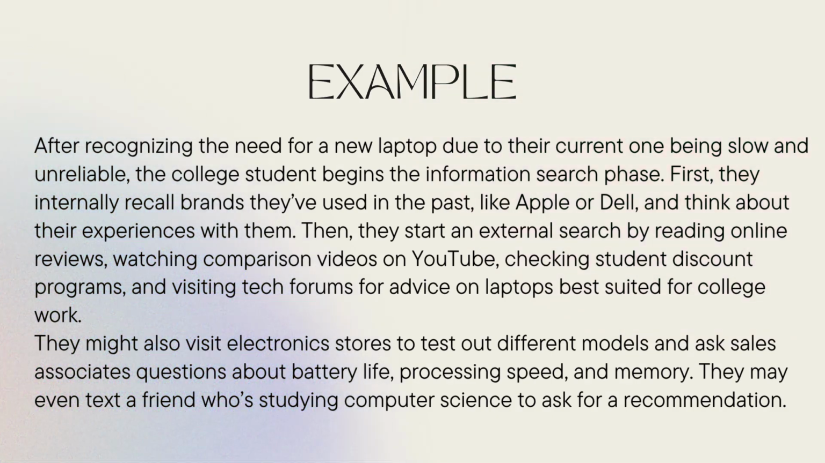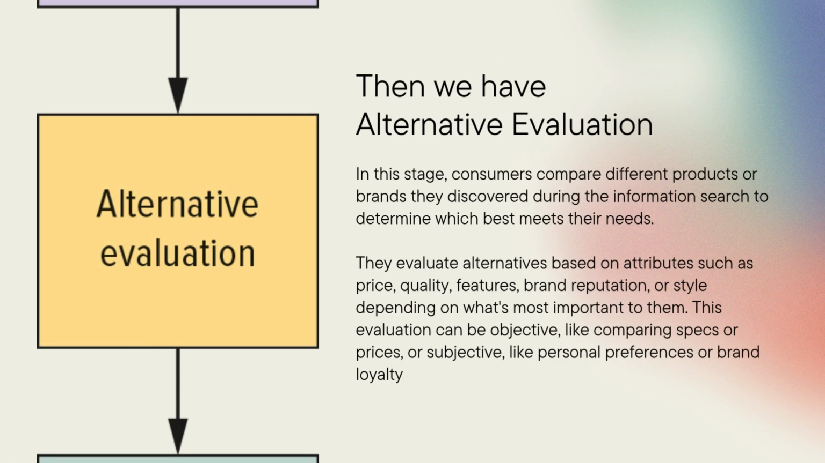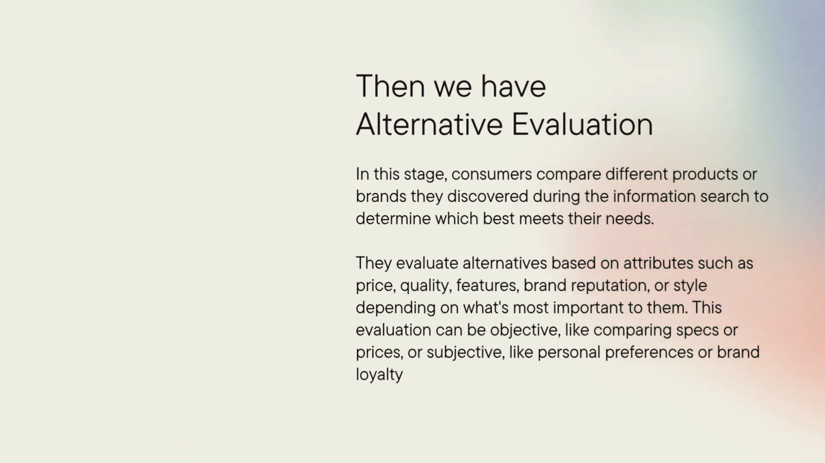The next phase is alternative evaluation. In this stage, consumers compare different products or brands they discovered during the information search to determine what best suits their needs. They evaluate alternatives based on attributes such as price, quality, features, brand reputation, and style, depending on what's most important to them. This evaluation can be objective, like comparing specs or prices, or subjective, like personal preferences or brand loyalty.